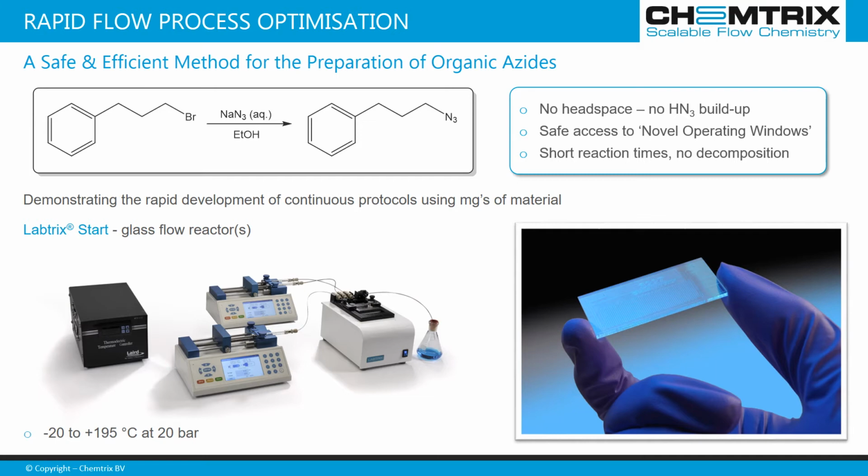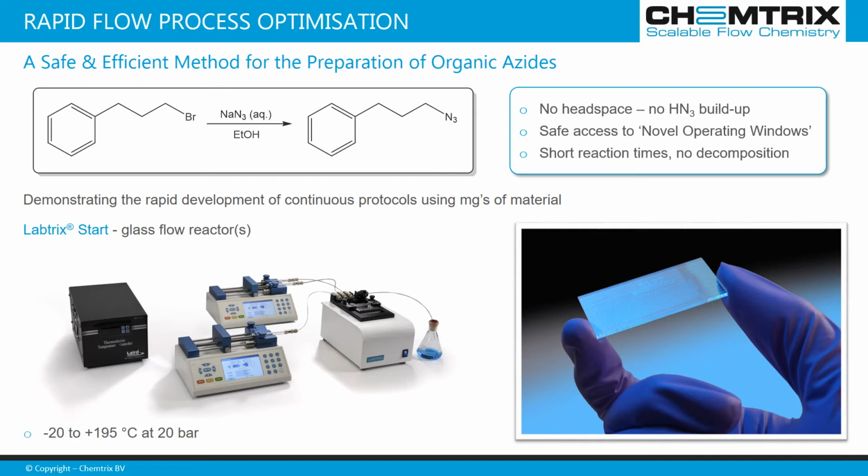We can also more easily access novel operating windows, so we're much more easily able to achieve high temperatures, high pressures in a flow reactor, and this means you can come out of the normal operating window for the azide production and actually accelerate it into tens of seconds by increasing the temperature. Conversely, because we use really short reaction times, we're not going to see thermal decomposition of the azide.